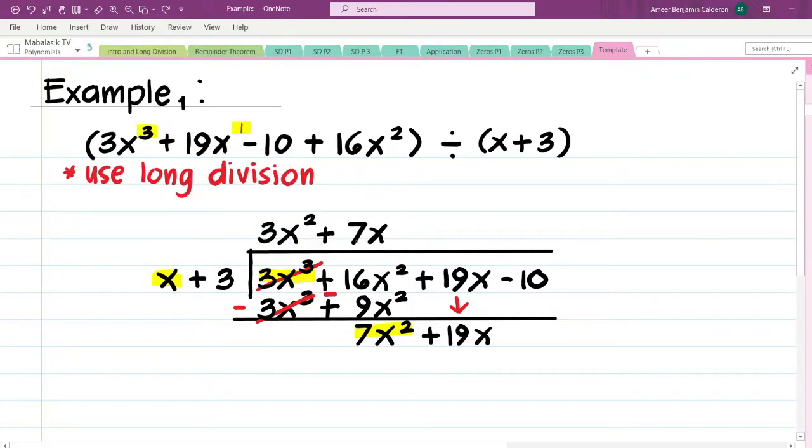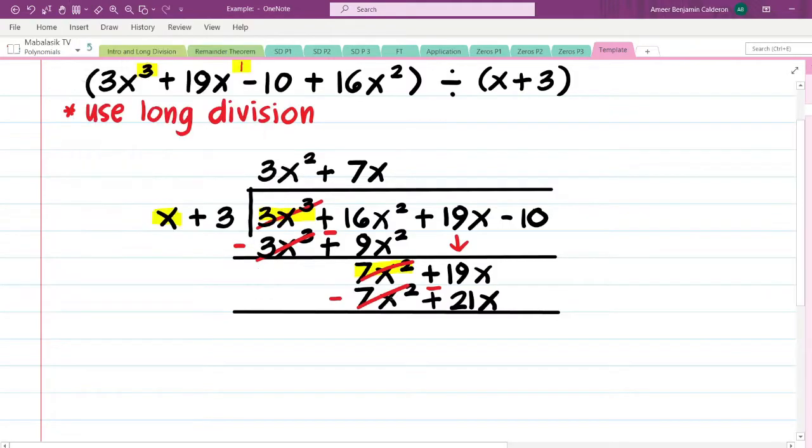So we have now 7x times x, we get 7x squared. And then 7x times 3, we get 21x. So plus 21x. And then we change the signs. This is a positive. This will be now negative. A positive will become negative now. And then we add. So we cancel this. And we are now left with 19x minus 21x. So this is now negative 2x.